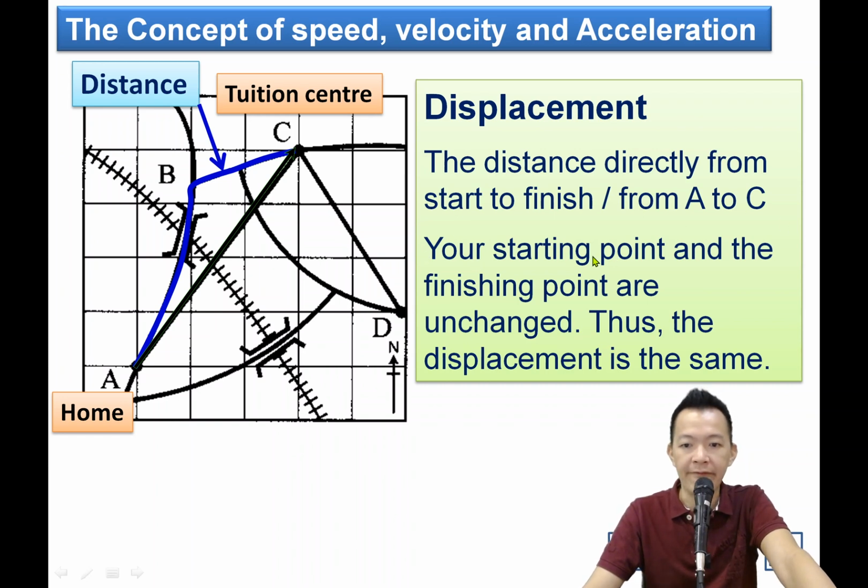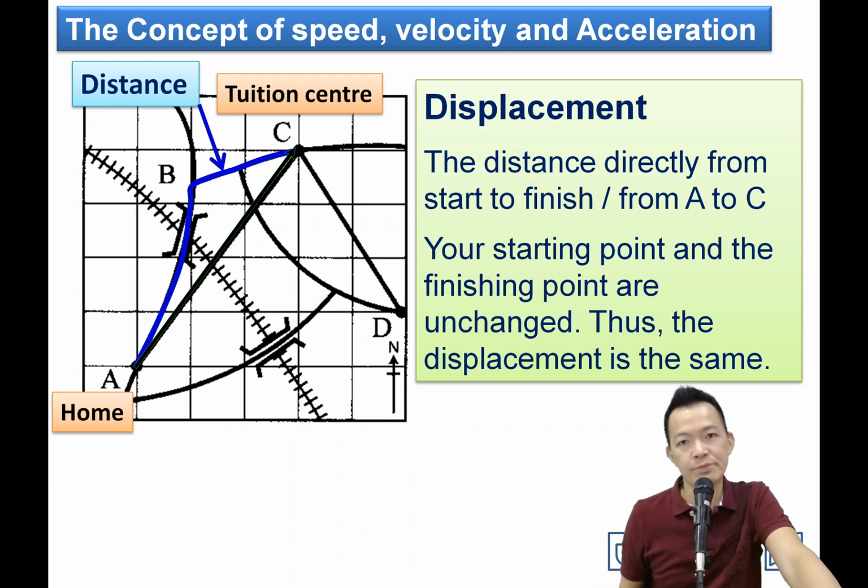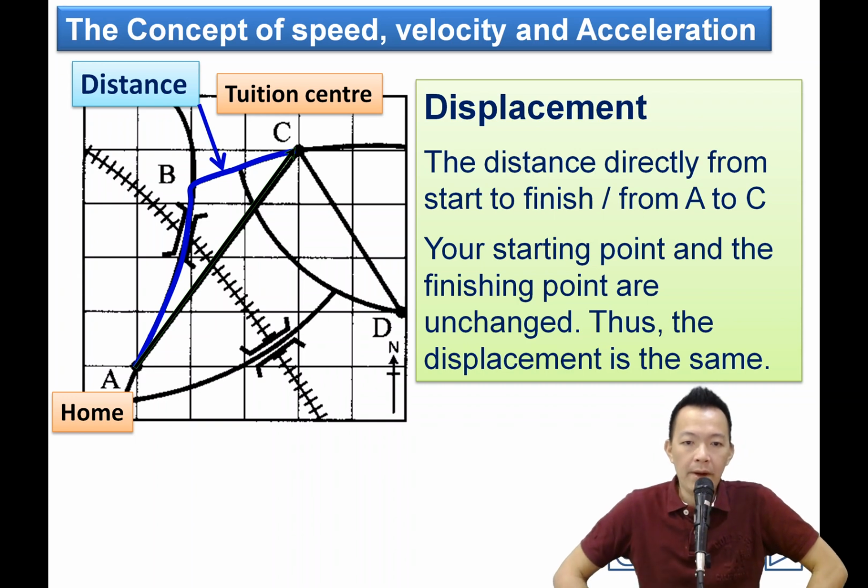Okay, your starting point and finishing point are unchanged. 起跑點、終點永遠都不會變。Thus, the displacement is the same. So distance can be changed, depends on the road taken. But displacement cannot change because displacement means the distance directly from A to C. And the starting point and finishing point are unchanged, so your displacement never changes. So distance can change, but displacement will always be the same.